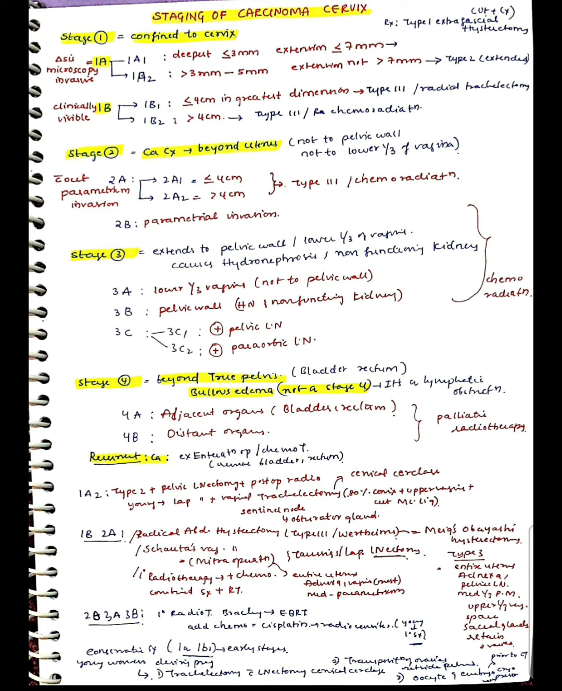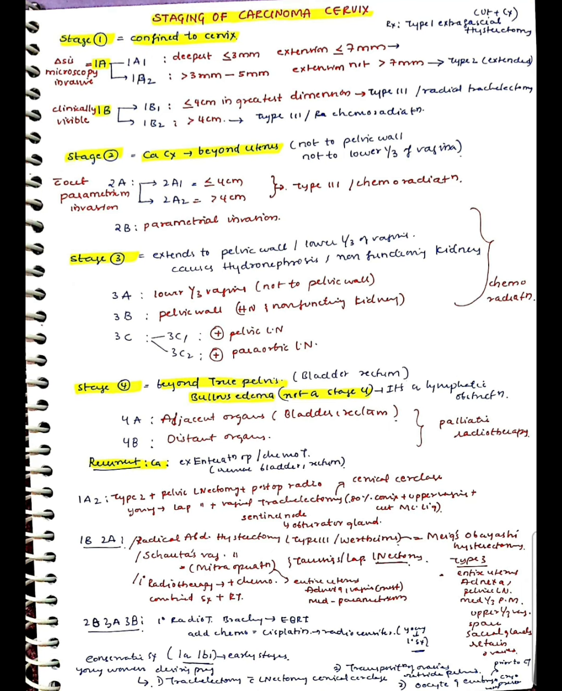So this is about stage 3. Stage 3 is where the tumor extends to the pelvic wall and the lower 1/3 of the vagina and can cause hydronephrosis and a non-functioning kidney. And again it is divided into 3A, 3B and 3C. Now to stage 4. What is stage 4? In stage 4, the tumor will extend beyond the true pelvis. That is, it will involve the bladder and the rectum part.